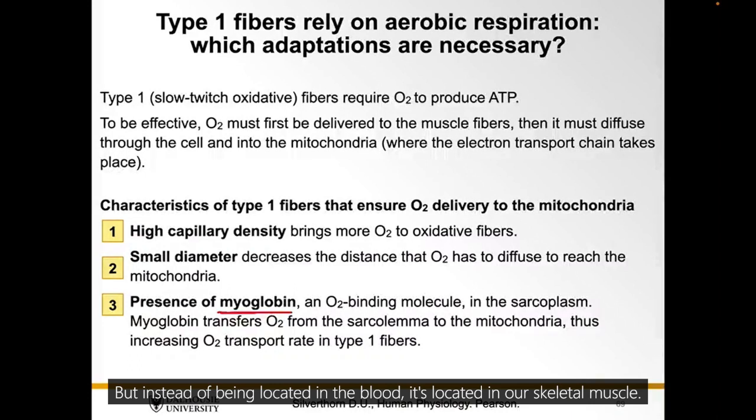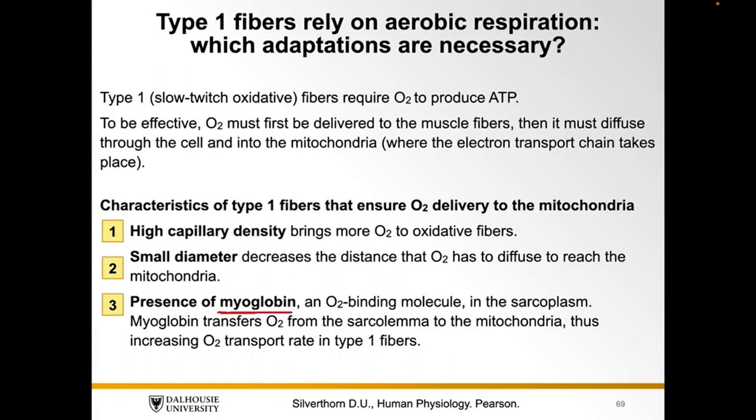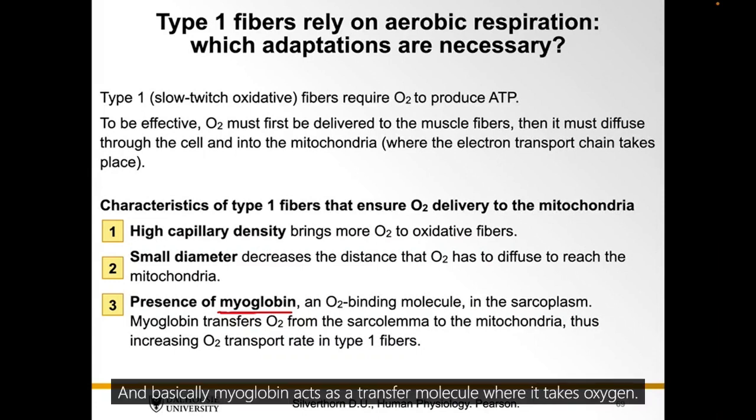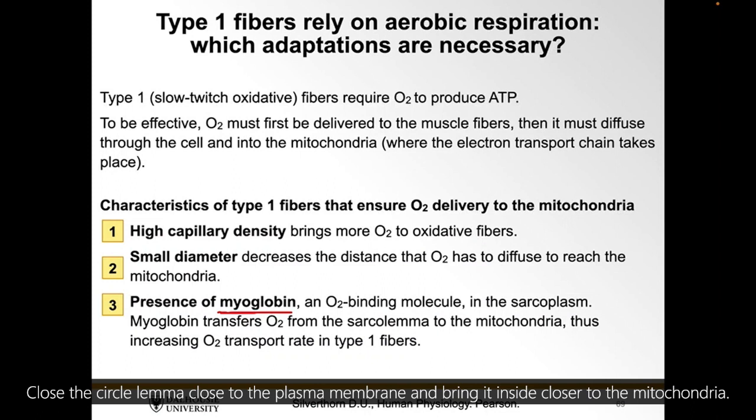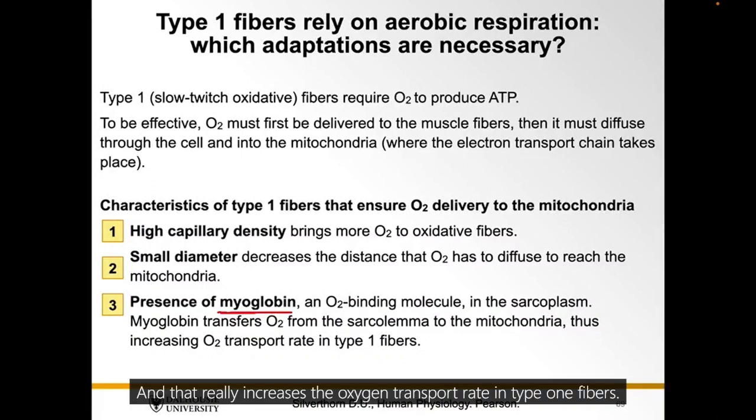it's located in our skeletal muscle. So myoglobin is inside the sarcoplasm, and as oxygen is delivered through the muscle via the capillary, oxygen can bind to myoglobin. And basically, myoglobin acts as a transfer molecule where it takes oxygen close to the sarcolemma, close to the plasma membrane, and brings it inside closer to the mitochondria. And that really increases the oxygen transport rate in type 1 fibers.